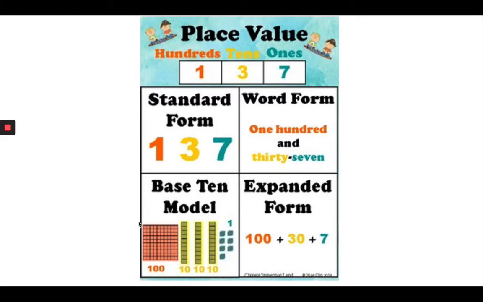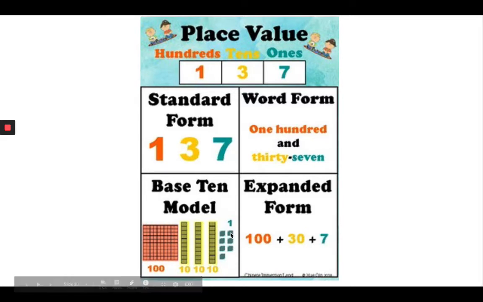The number 137 has 1 100, 3 10s, 10, 20, 30, and 7 1s. 100, 110, 120, 130, 131, 132, 133, 134, 135, 136, 137.